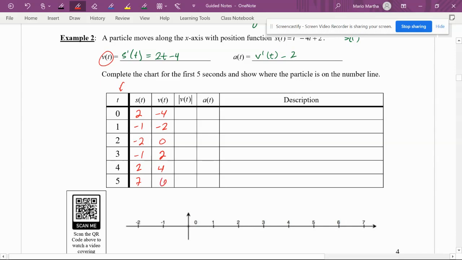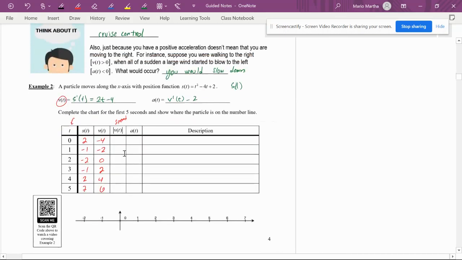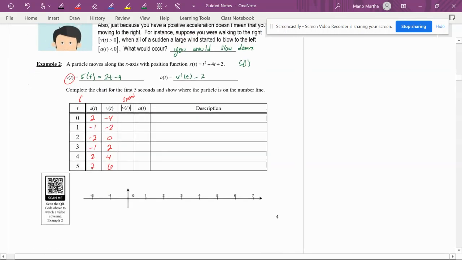All right. And then the speed, right? This is the speed, not the velocity. That one's just going to be the absolute value of all of these. So we just fill those out. So this would be positive 4, positive 2, 0, 2, 4, and 6. And then the acceleration is constant, right? It's a constant 2, so that's always just going to be equal to positive 2. All right, so that's the easy part.